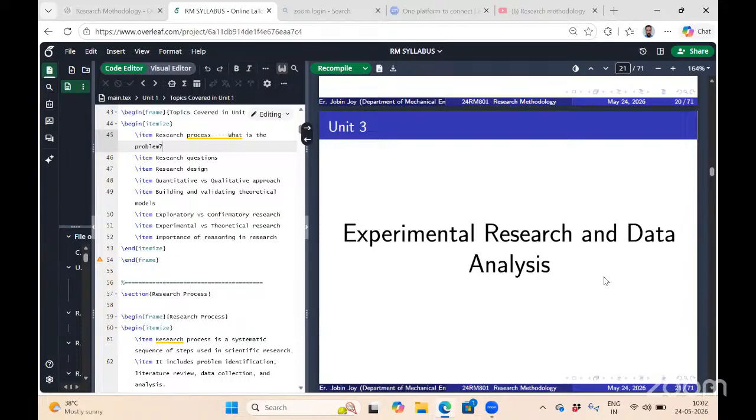What is used to gather research information is called a data collection method. So experiment is one method. Then sampling technique. This is very important in data collection and data analysis.